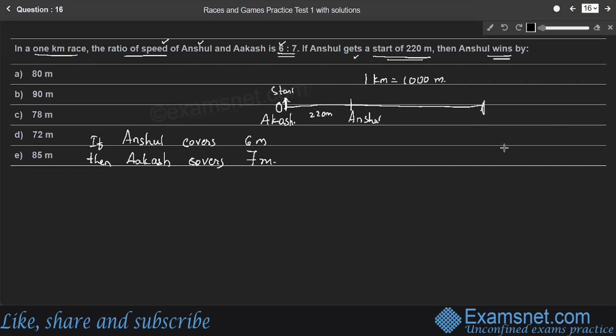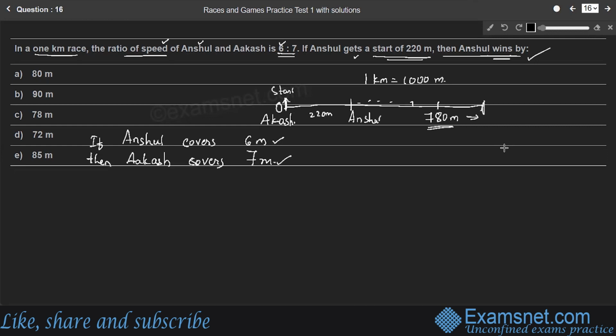So to complete the journey, he has to cover 1000 minus 220. So he has to cover only 780 meters. So here the question is Anshul wins by, so by what distance does Anshul win? That is what the question is. So if Anshul covers 6 meter of distance, Akash covers 7 meter. Therefore, if he covers 780 meter of distance, Akash will be covering how much distance? Depending upon that, you can give the answer. Anshul wins by what distance?